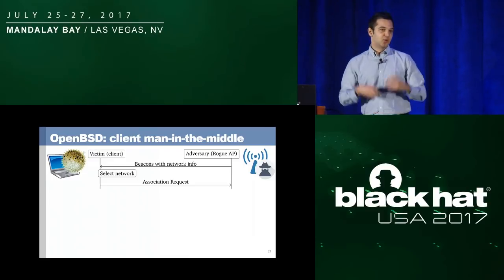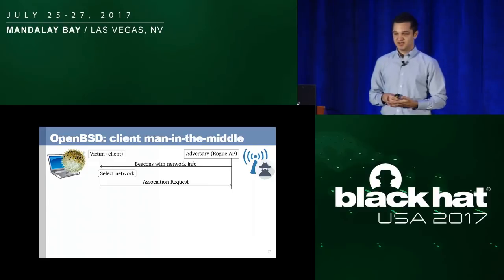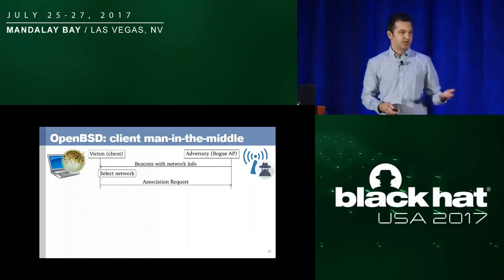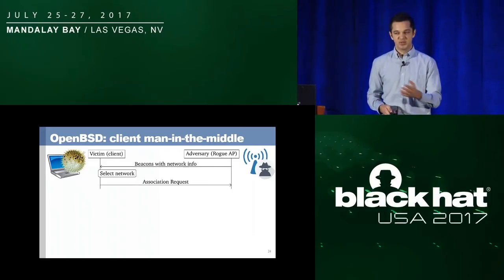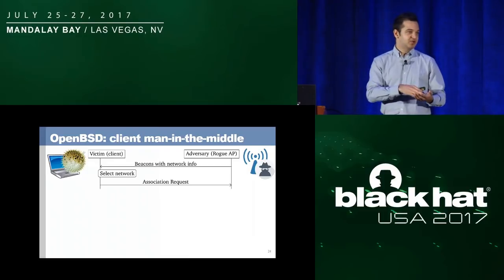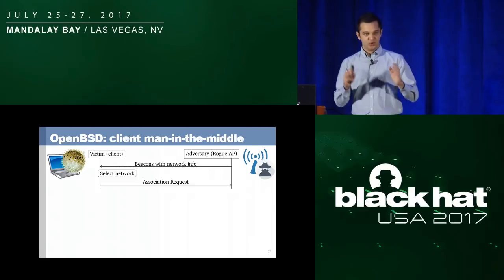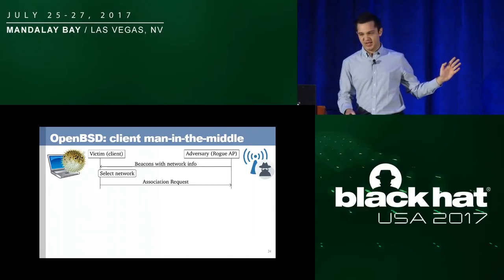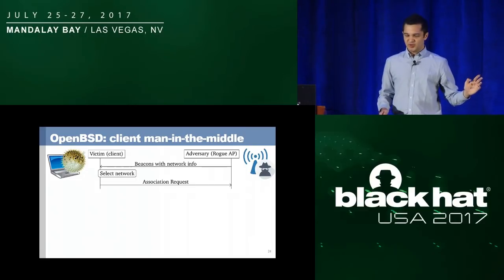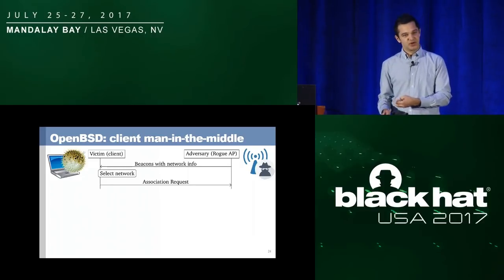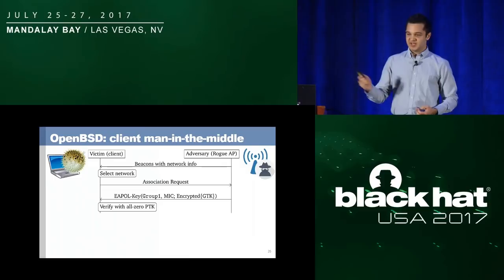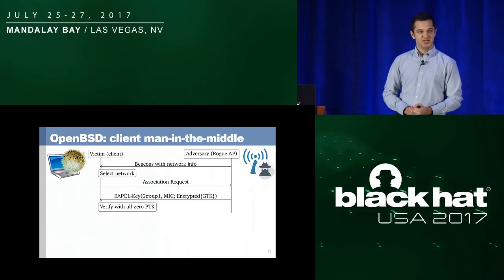The idea here is that this rogue access point just advertises, it basically clones the real network that we want to attack. The client will then connect to our rogue access point, it will send an association request informing our rogue access point, hey, I want to connect, I'm a client. And normally a real access point would now start the four-way handshake, but what we're going to do is we're going to send message 1 of the group key handshake.